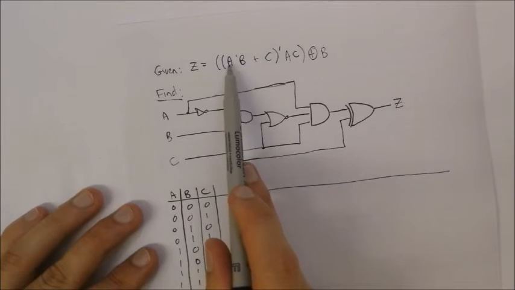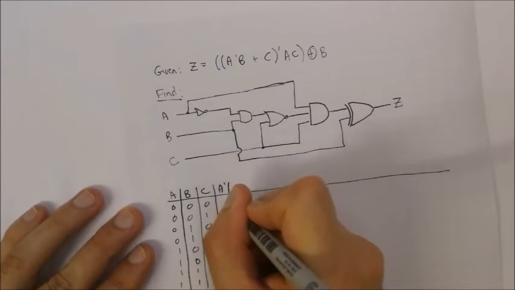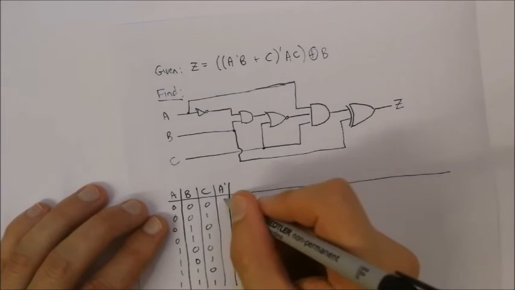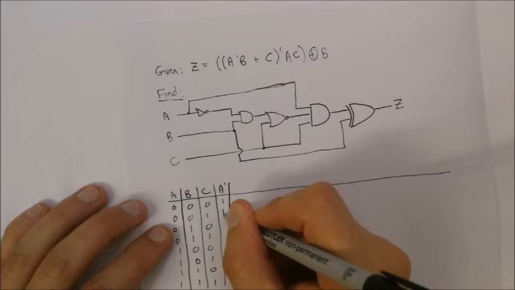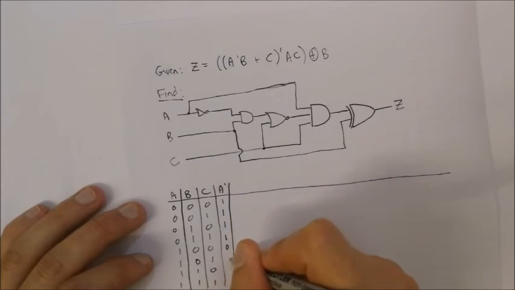The first term we're going to be looking at is A naught. So I'm going to have A naught over here. A naught: that's a 0, so that's a 1, that's a 0, that's a 1, that's a 0, that's a 1, that's a 0, that's a 1, and all of these ones will become 0.